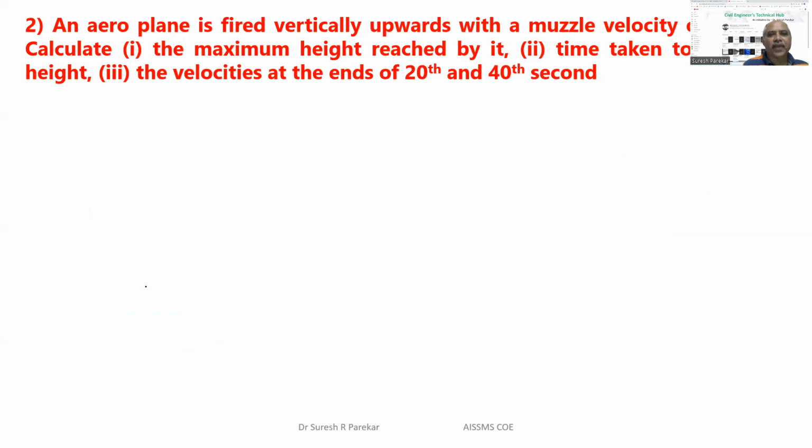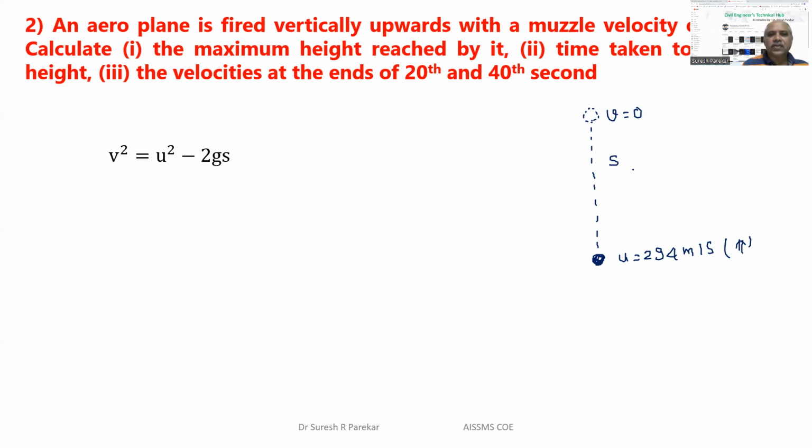Next, a projectile is fired vertically upward with a muzzle velocity of 294 meter per second. So this will be the muzzle, and the velocity is 294 meter per second in the upward direction, so it is positive. We need the maximum height reached by it. Always keep in mind that at maximum height, my final velocity should be 0. And this is your value of S, or we can say the maximum.